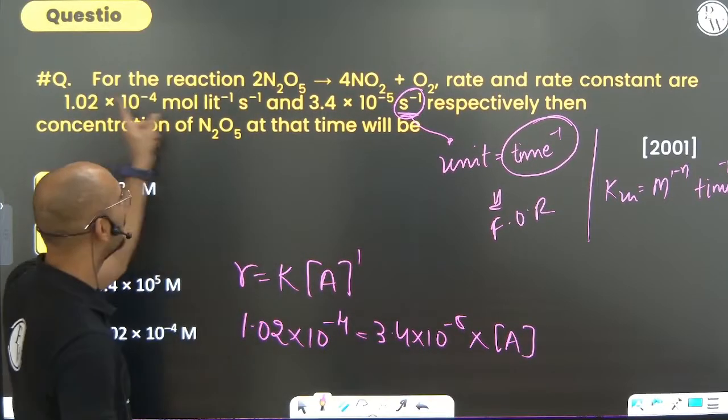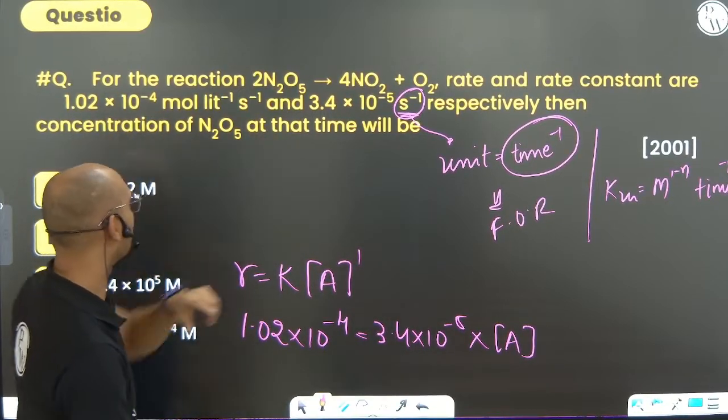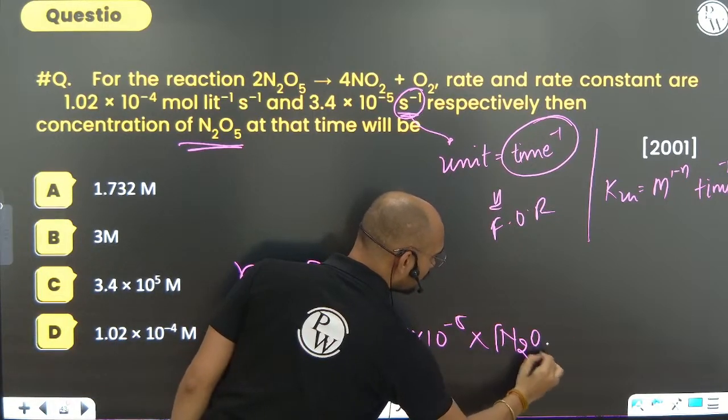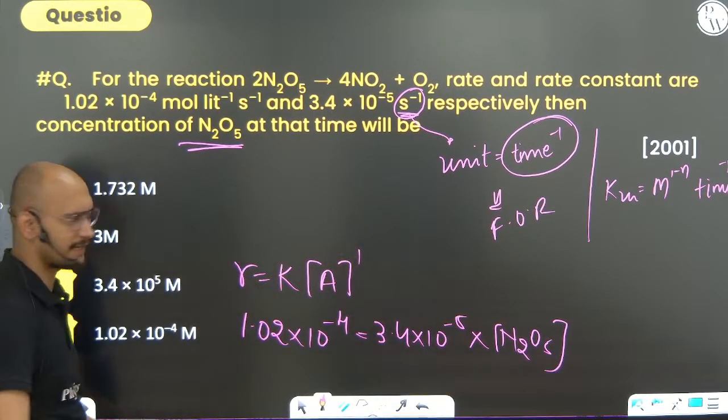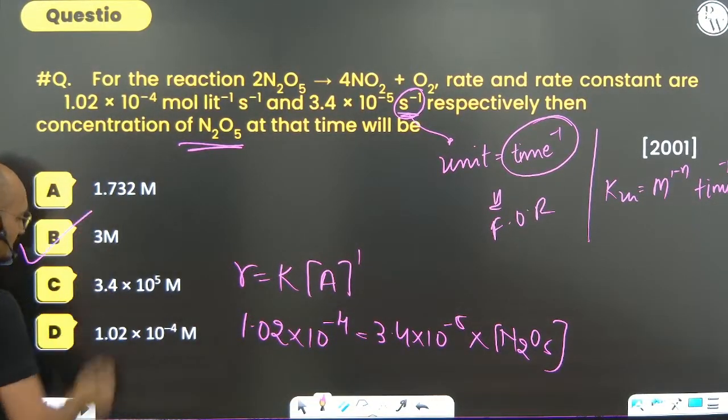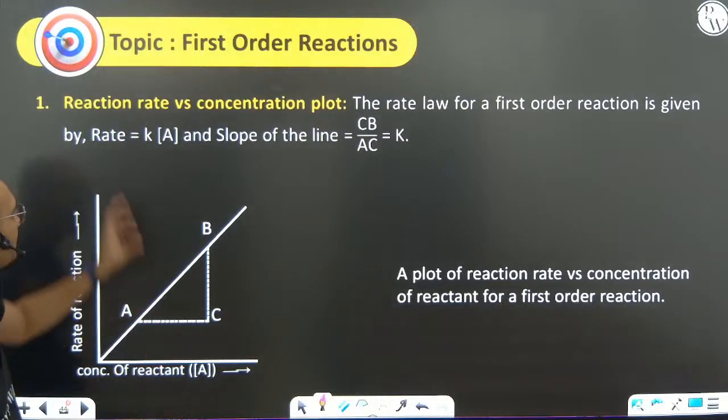What is it asking for? The concentration of N2O5. So basically it is asking for the concentration of N2O5, because it is the only reactant. So what can we say? Send it to this side and you will get the answer. I think it is 3. You can check it. 3 will be the answer.